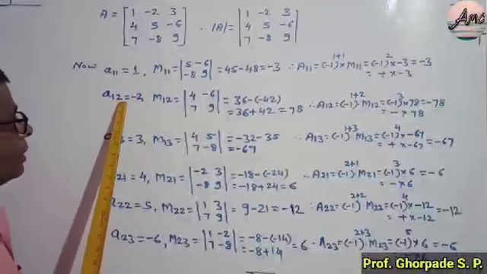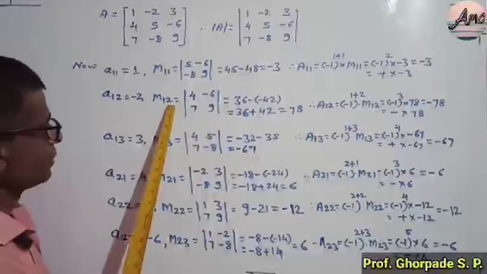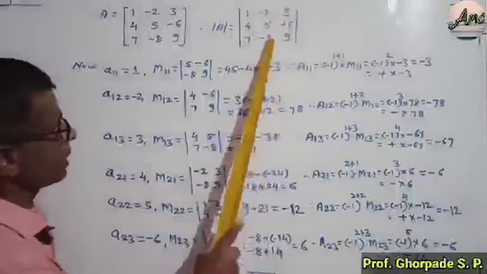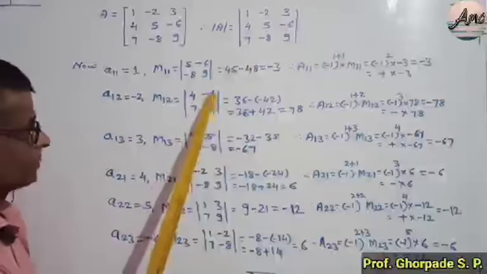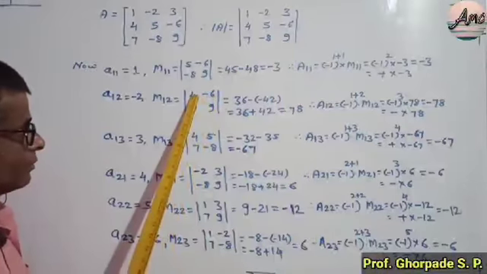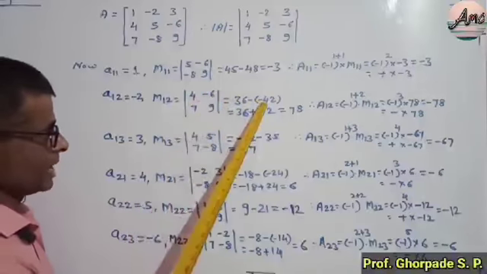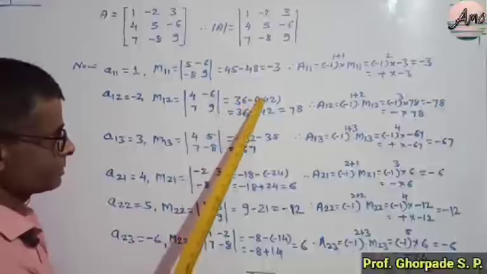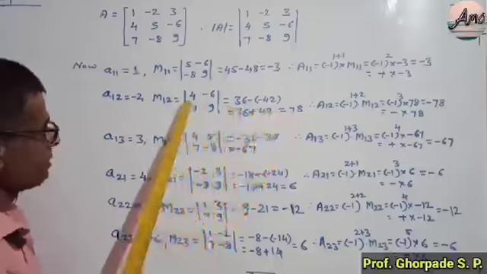Similarly, A12 is minus 2, whose minor is obtained by deleting the first row, second column. If you delete the first row, second column, you will get 4, minus 6, 7, 9, whose value is given by 4 nines are 36 minus 7 into minus 6, which is minus 42. So 36 plus 42 is 78. 78 is the minor of minus 2.